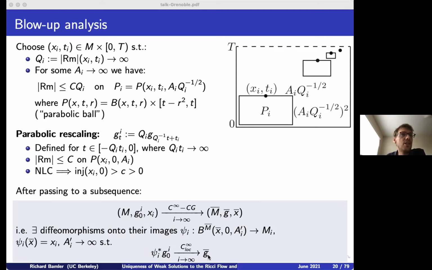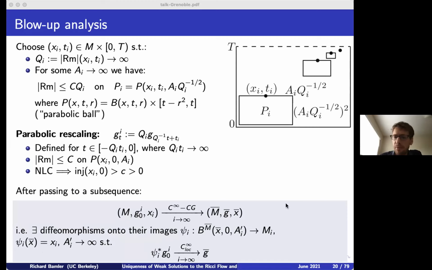So this converges locally uniformly, and all its derivatives converge locally uniformly. So this is the meaning of Cheeger-Gromov convergence. This generalizes, or strengthens, Gromov-Hausdorff convergence. Are there any questions on this slide?